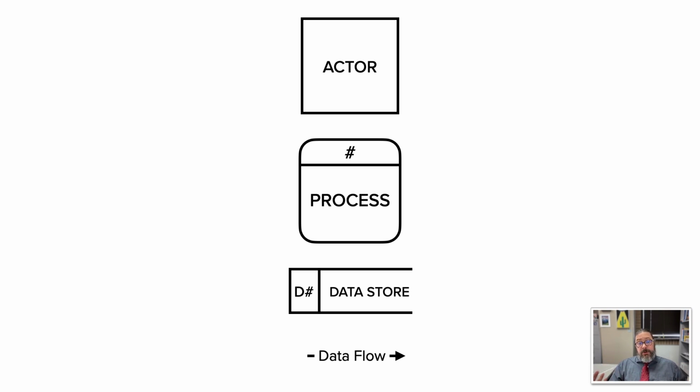Same thing with data stores. We have a D and then a number to represent individual, distinct, discrete data stores, and then the data flow symbol. And that's it. These are the 4 symbols for data flow diagrams. Now, for the rules, a data flow between actors. Remember, business processes are the main star, the core of a data flow diagram.